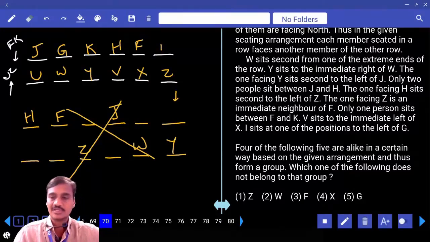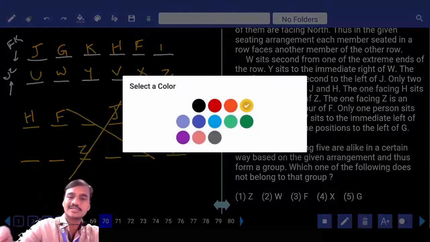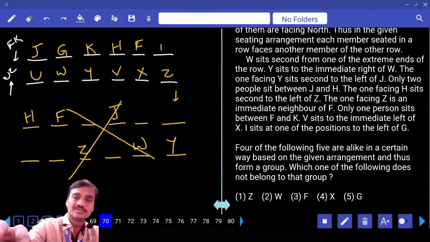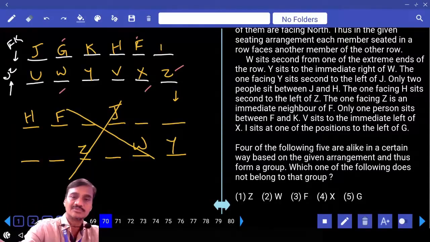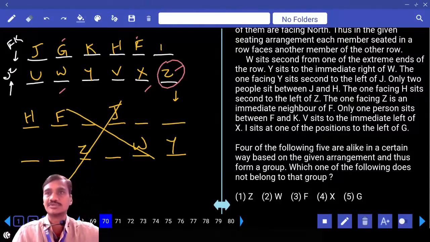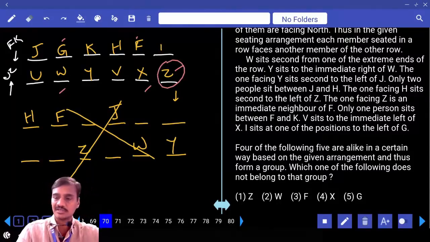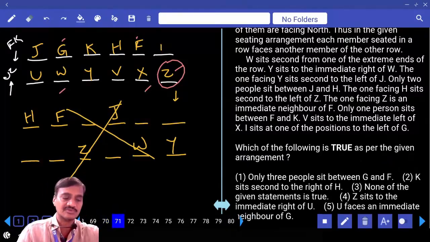And question 70: which of the following is nothing but an odd man out? ZWFXG, except Z, the remaining persons are at the centers of these rows, Z is at the corner. So choice 1, question number 70.